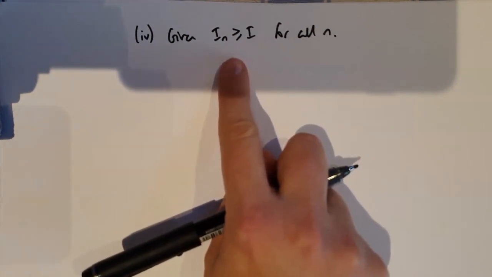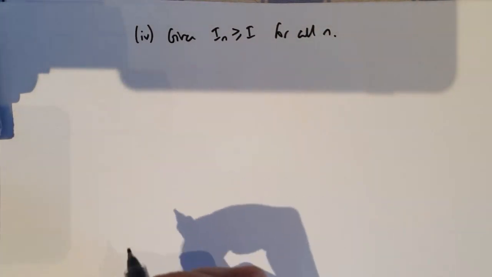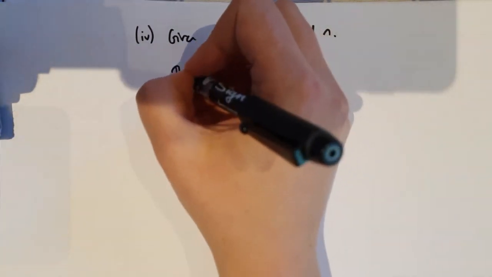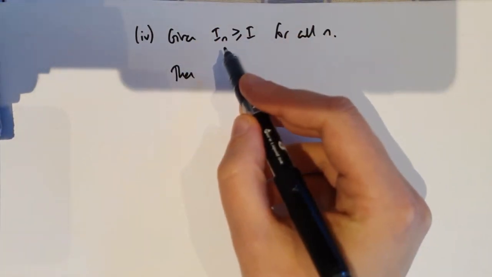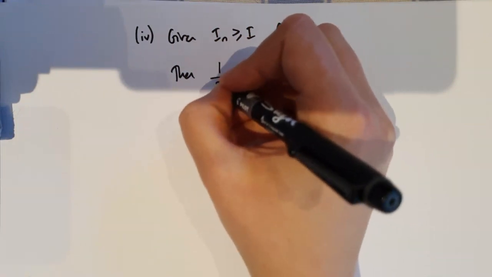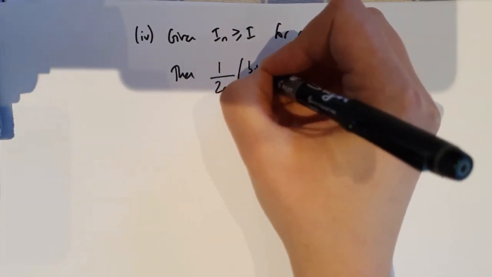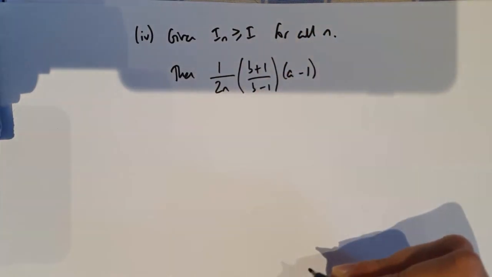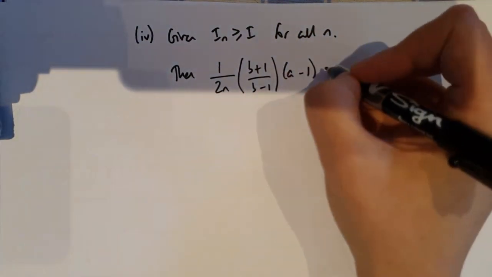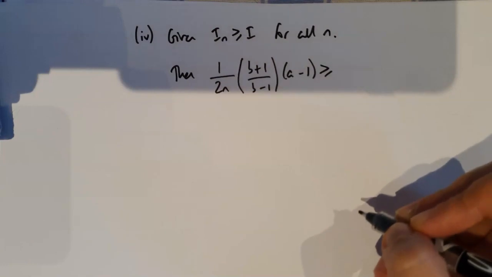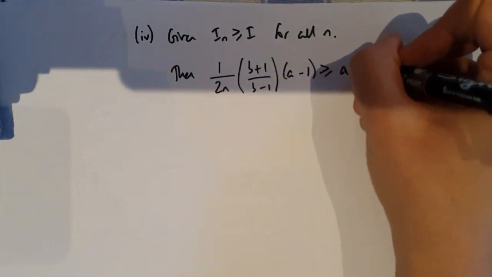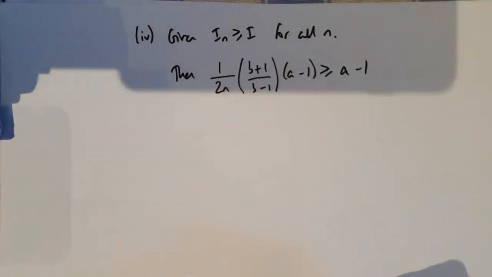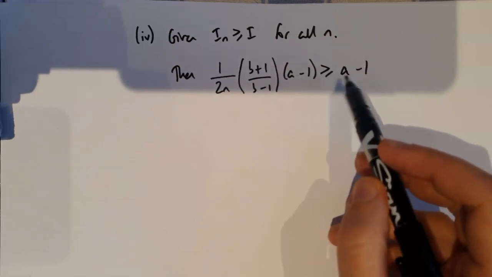So my plan is just to kind of rewrite this. I_n we've just established is 1 over 2n times b plus 1 over b minus 1 times a minus 1, sorry. And that, we're told, is greater than or equal to I, which in a previous part we discovered was a minus 1. And what I really want to do is divide through by a minus 1.